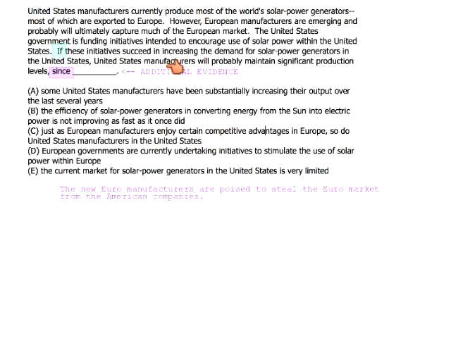Okay, and then the government is trying to push the idea of solar power in the U.S. Now, when you have this statement that starts with if, you got to know how this works. If these initiatives succeed in increasing demand, okay, what this means is that you only consider the situation in which this happens. So you take this as a given.